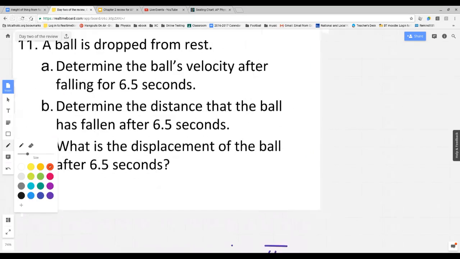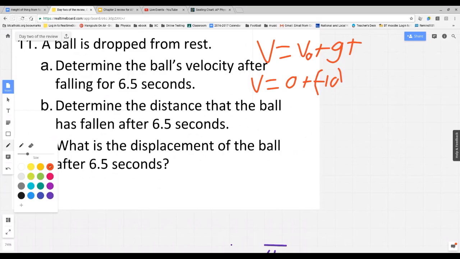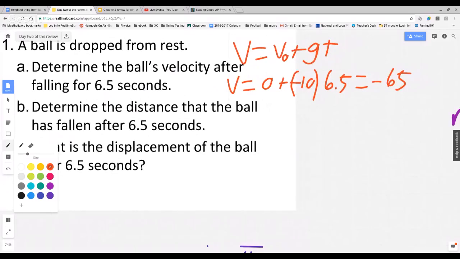Zoom answers over there. We did it. V equals V naught plus A, that's going to be a GT because it's gravity. And then we have V equals 0 plus -10 times 6.5 equals -65 meters per second. That's for A. All right, B is how far did it go during all that time?